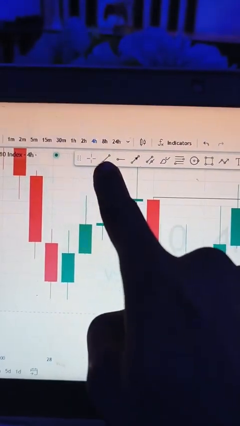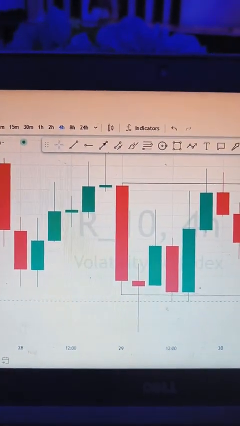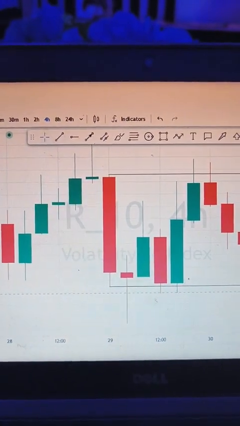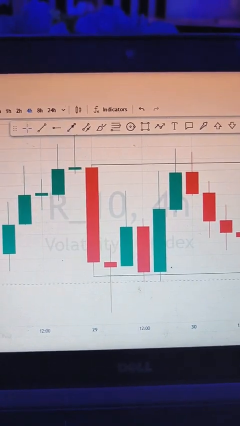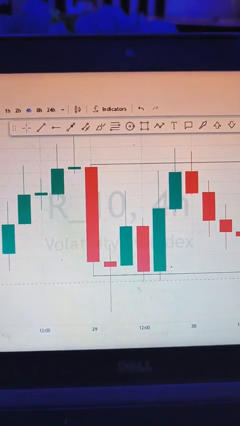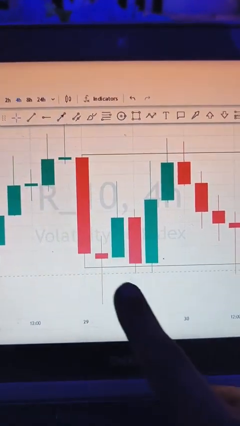Now this is the 4 hours time frame. You're going to be doing this only on the 4 hours and then the 5 minutes time frame. Which means that you only trade every 4 hours. Only trade every what? 4 hours.